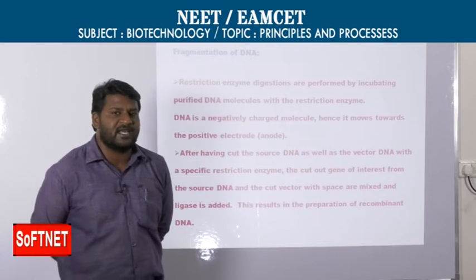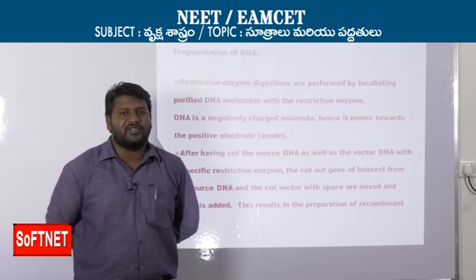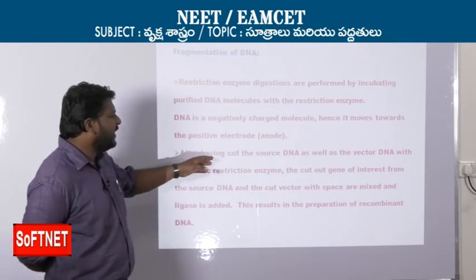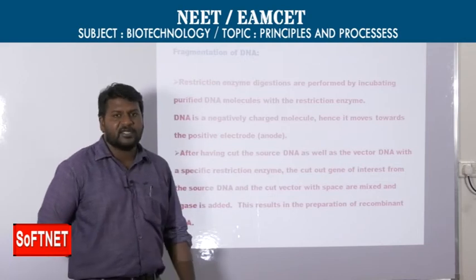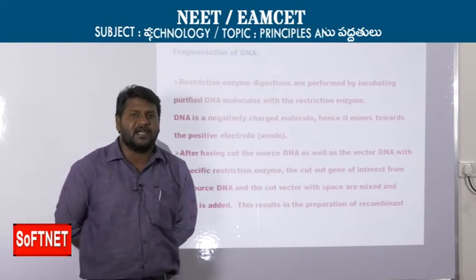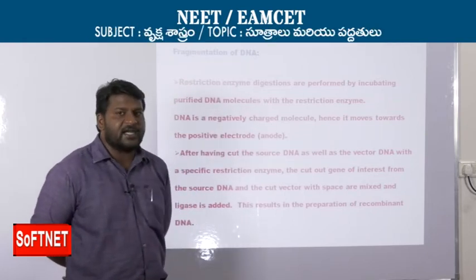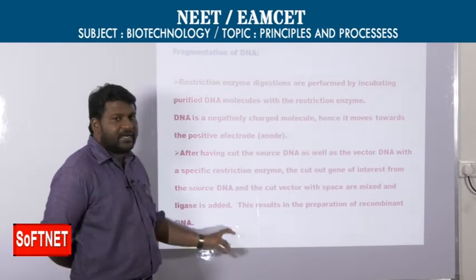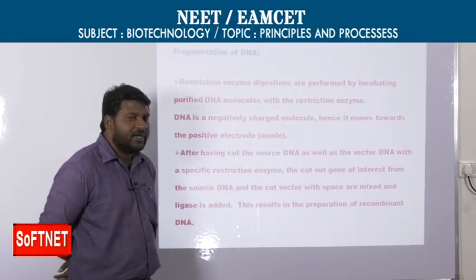Restriction enzymes are a class of enzymes that identify specific locations of 6 base pairs and cut the DNA. After cutting the source DNA as well as the vector DNA with a specific restriction nuclease, generally restriction endonucleases, which sense 6 base pairs and recognize a palindromic sequence and cut at the palindromic sequence, this is mixed, and ligase is added to join the pieces of DNA. This results in the preparation of recombinant DNA.